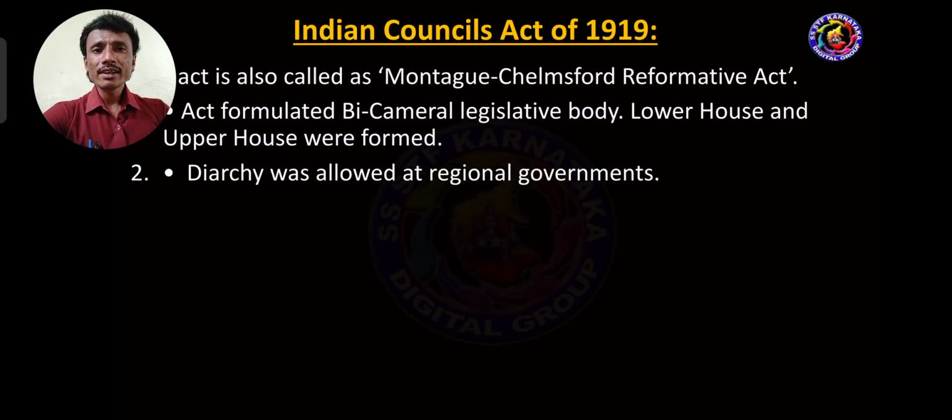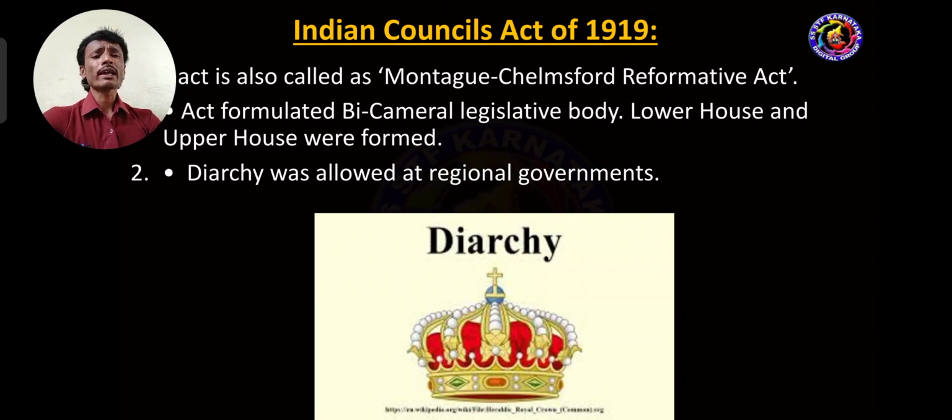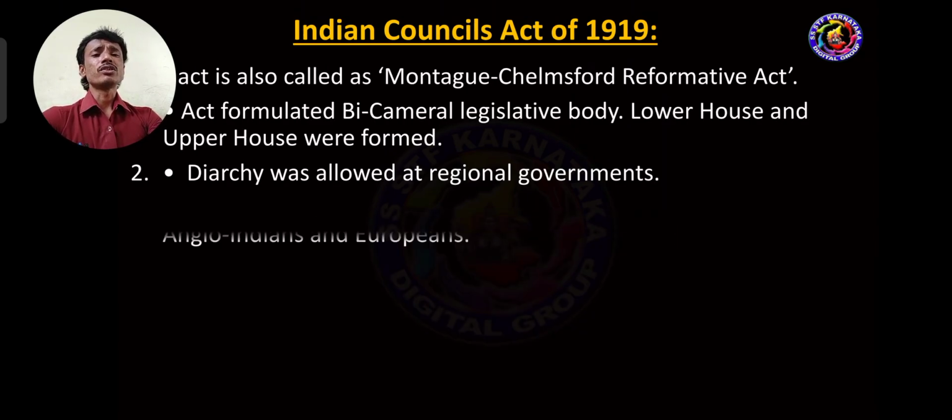Here there is a relationship between the Chief Minister and Prime Minister. In case any problems come into existence between the states, the Prime Minister, through the central government, gets involved and solves such problems. So under the Indian Councils Act of 1919, Dyarchy was allowed at the regional government, it means state level governments. Already the central government is there. So that is Dyarchy.